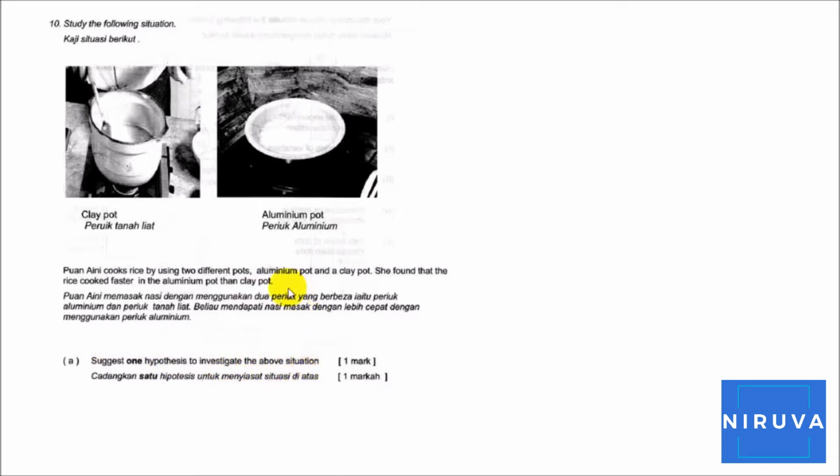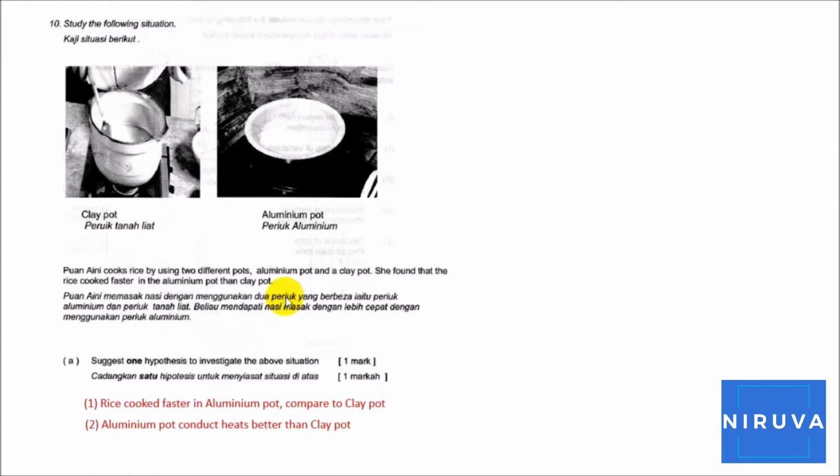Okay, so from the given situation, we actually already have one hypothesis here where you can write down the rice cooked faster in aluminium pot compared to clay pot. So this is the general hypothesis. And the other hypothesis that you may write down is the aluminium pot conducts heat better than the clay pot because rice cooked faster in the aluminium pot compared to clay pot. So it conducts heat better than clay pot.